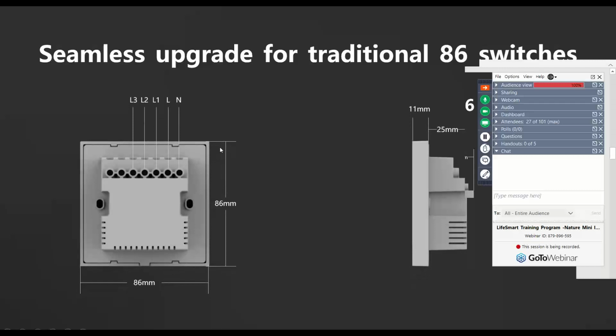Okay, let me recap what I was just talking about. So basically, it is a seamless upgrade for traditional 86 switches. As you can see here from the camera, from the product, it's a standard 86 by 86 millimeter switch. So if the standard lighting switch in your country is 86 by 86, you can definitely upgrade to this Nature Mini Pad. And also, it requires live wire and also neutral wire.